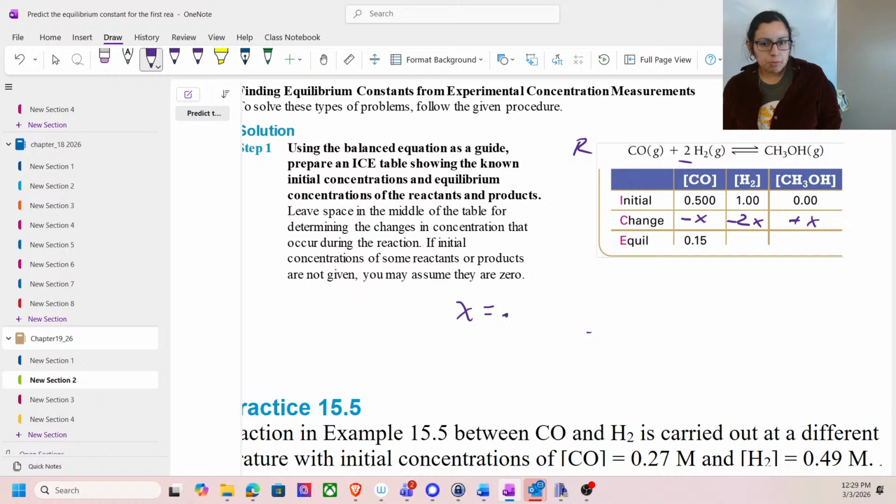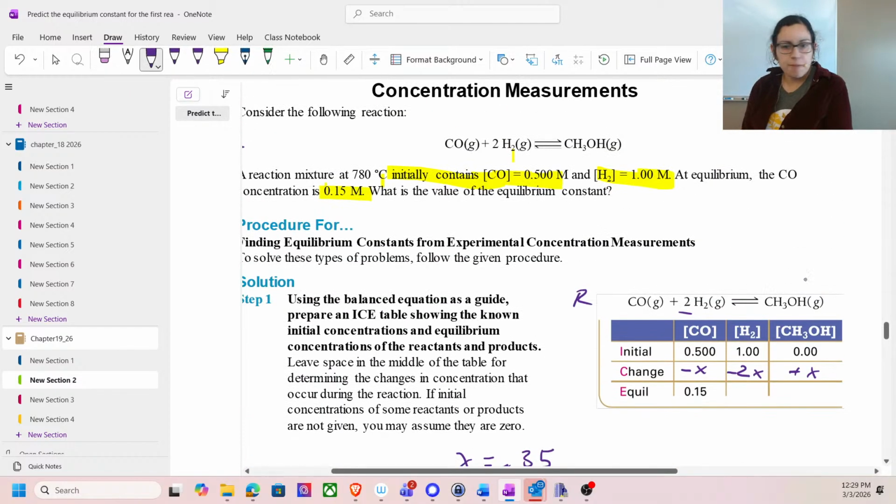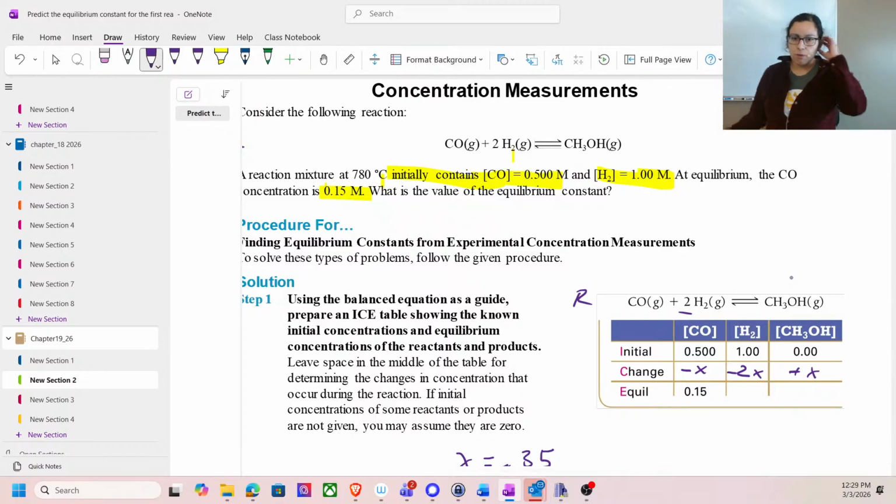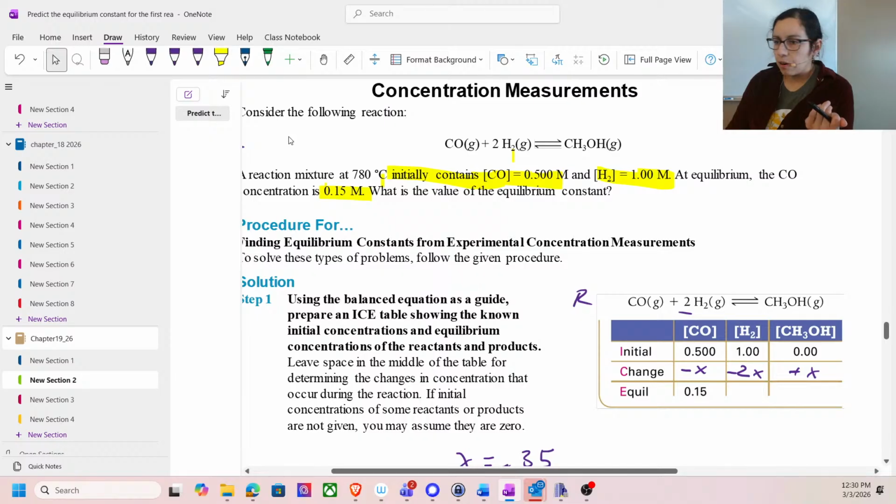So x equals 0.35. The question in the chat is asking, is it always negative? In this case, we do know that it's negative because we started off with 0 products. That's the only way we knew it was negative, aka going in the forward direction. There could be other scenarios where we're only given products and then we're going in the other direction, and this would be like minus x.